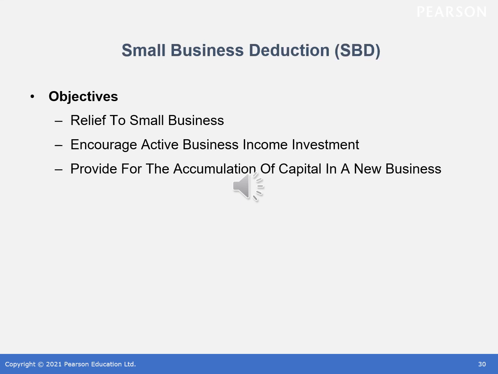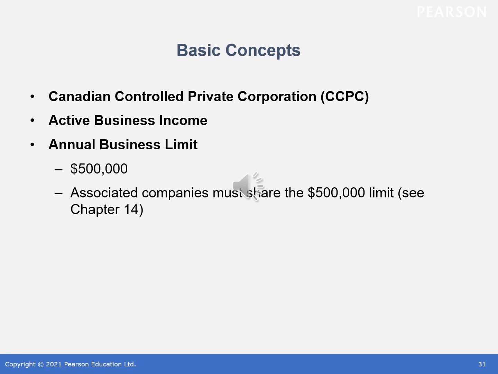Another area of consideration is the small business deduction in the Canadian Tax Act, where there's an objective to provide some relief to small businesses to encourage them to earn active business income as an investment in their operations, and it allows for accumulation of capital on a new business as they continue to grow. Basic concepts for the small business deduction include that they must be a Canadian-controlled private corporation with an active business income. There's also an annual business limit of $500,000 in most provinces, and associated companies have to share the $500,000 limit.